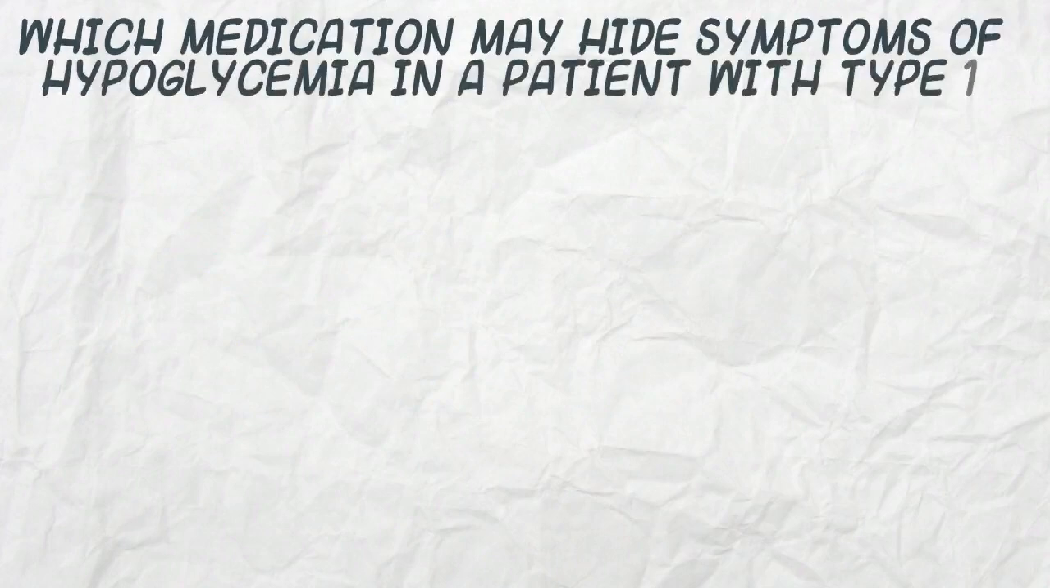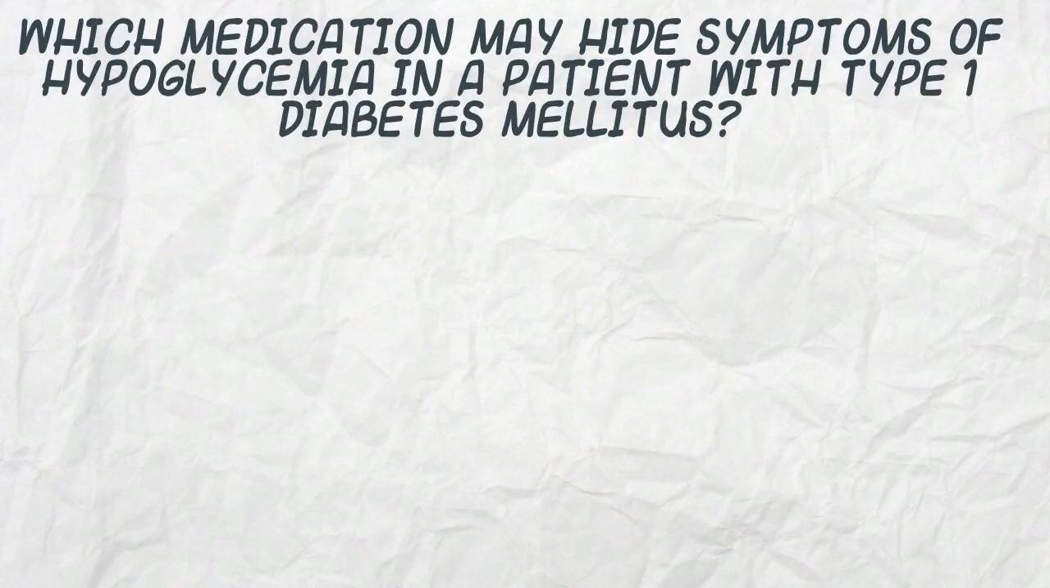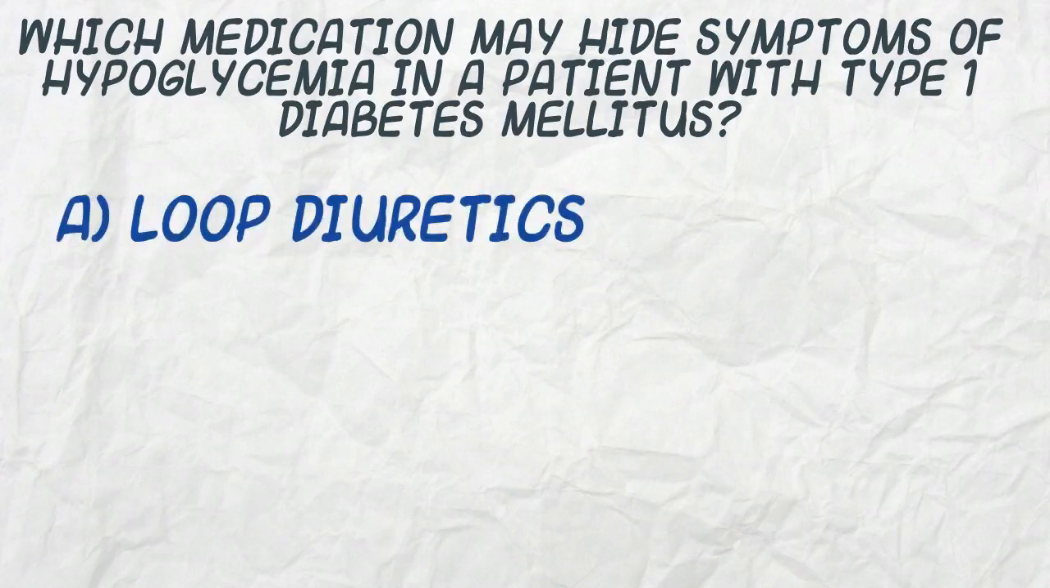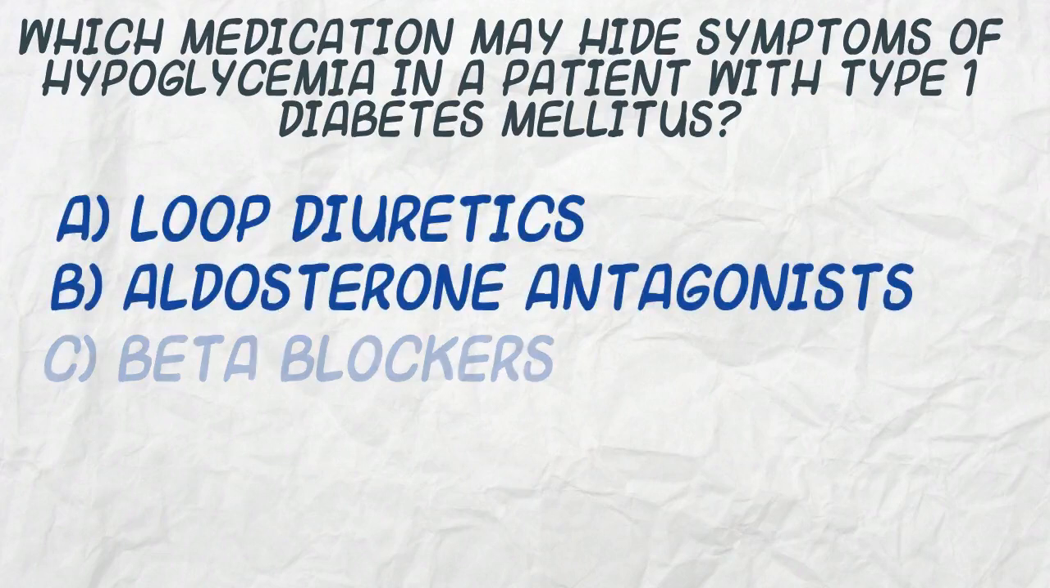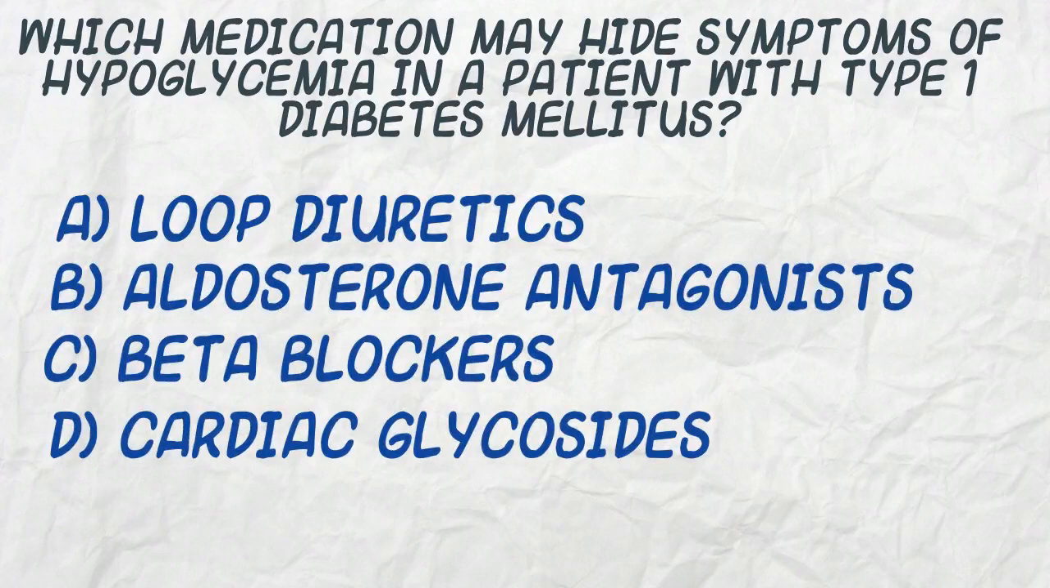Which medication may hide symptoms of hypoglycemia in a patient with type 1 diabetes mellitus? Loop diuretics, aldosterone antagonists, beta blockers, or cardiac glycosides? Beta blockers have the potential to mask symptoms of hypoglycemia. Therefore, patients with diabetes should avoid beta blockers if possible.